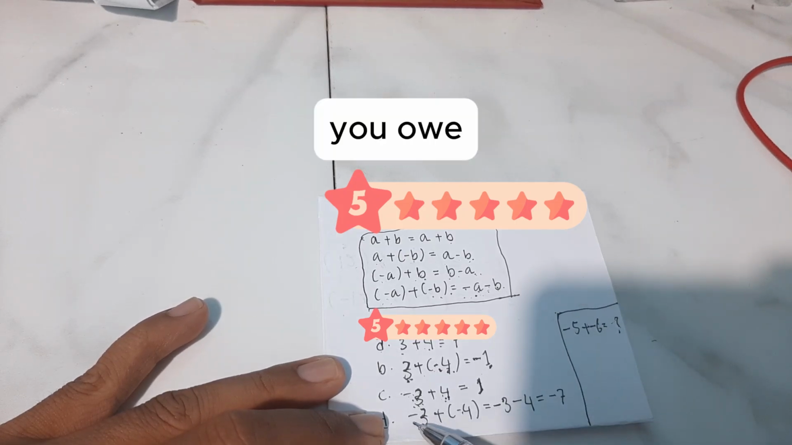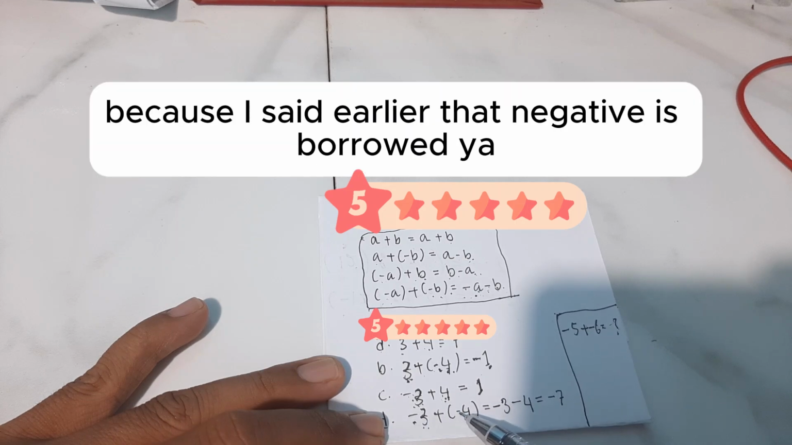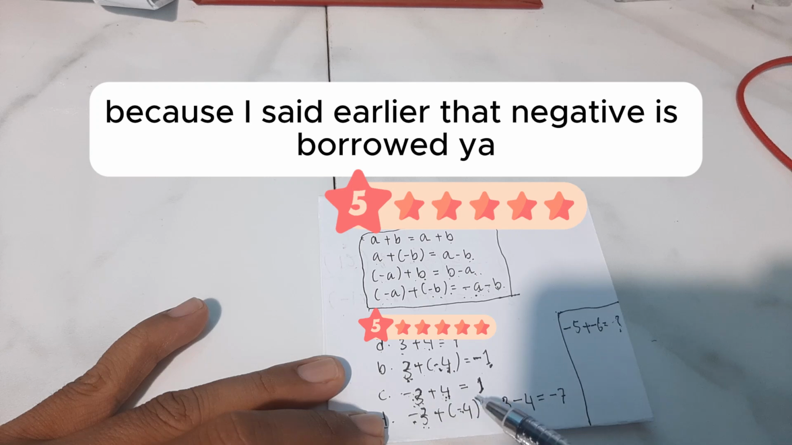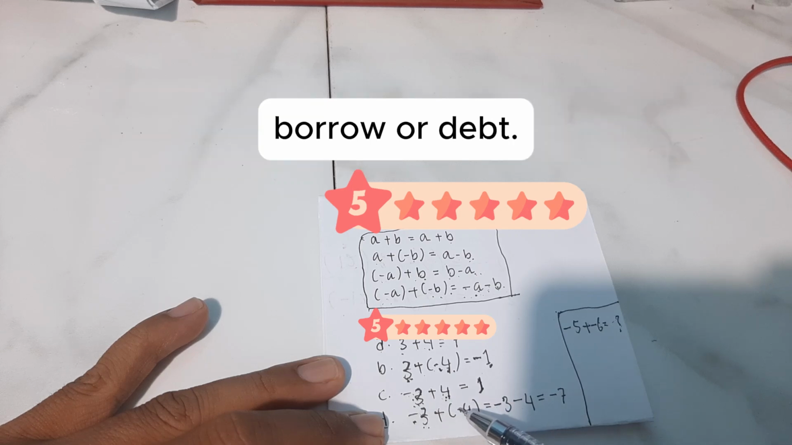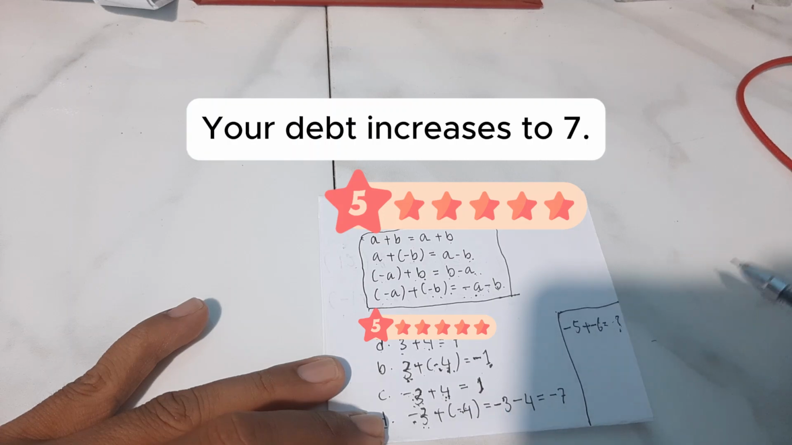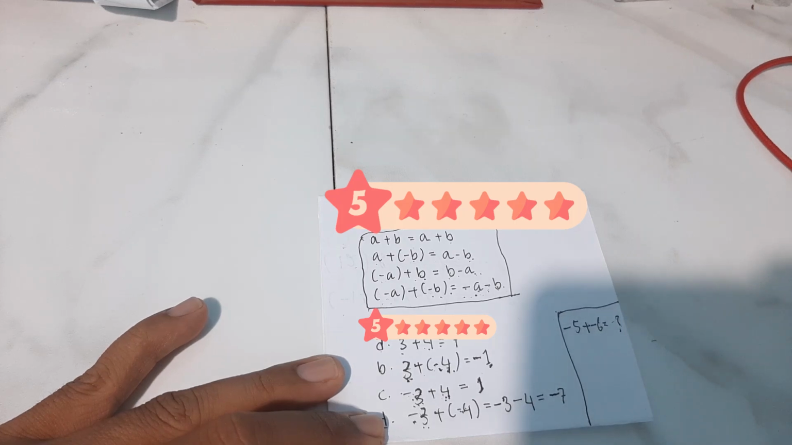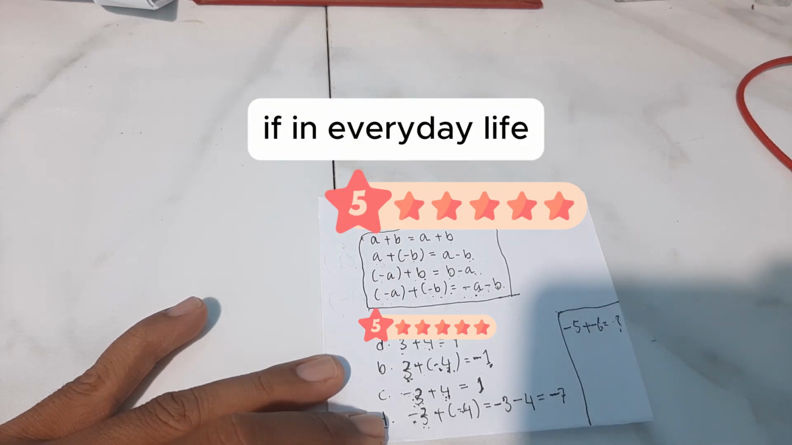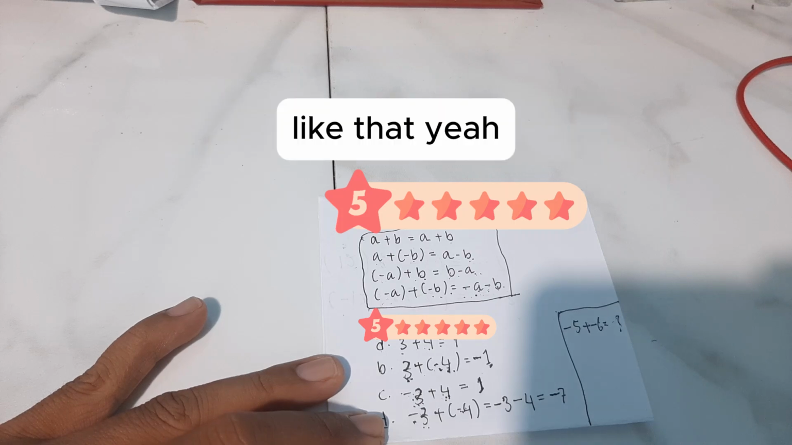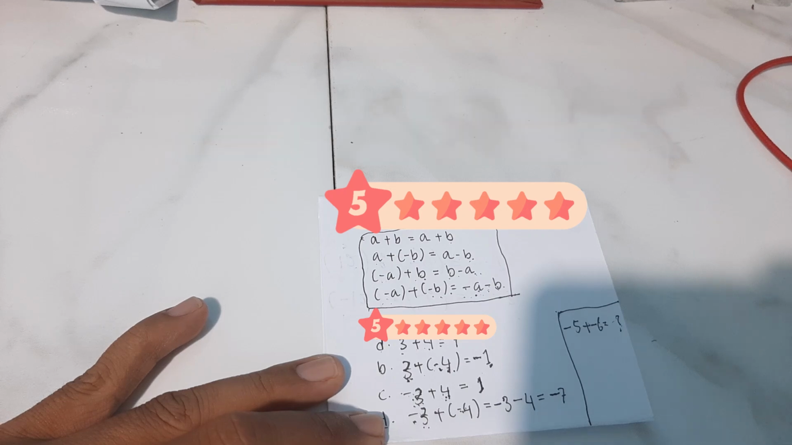If in everyday life you owe or borrow 3, then borrow another 4, because I said earlier that negative is borrowed. Yeah, borrow or debt. Borrow another 4, your debt increases to 7. So -7. The debt is negative. If in everyday life, to facilitate understanding, like that, yeah. But this is for just summation, yeah.